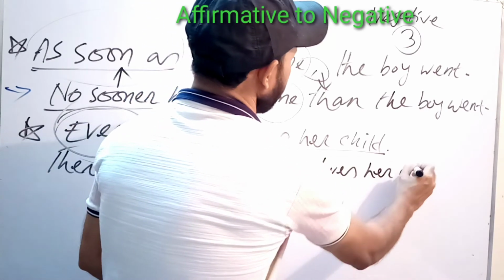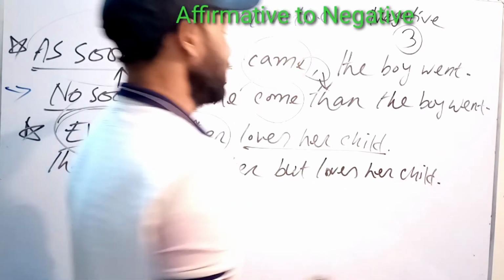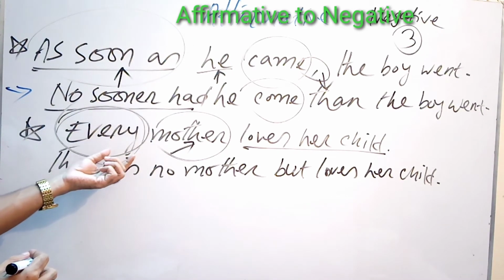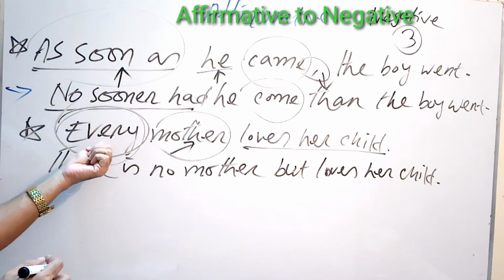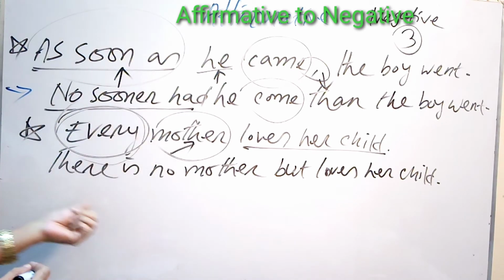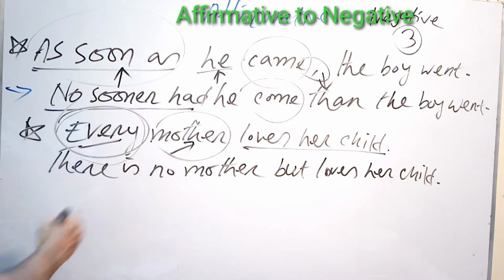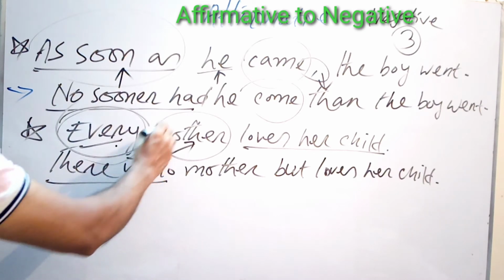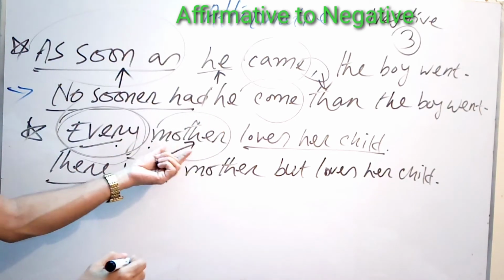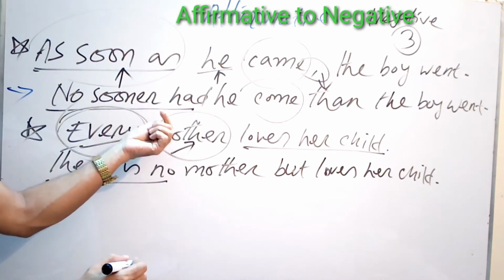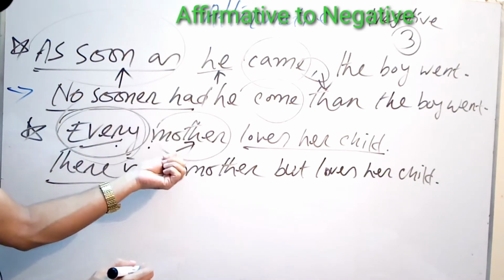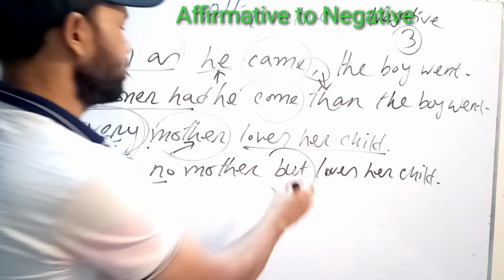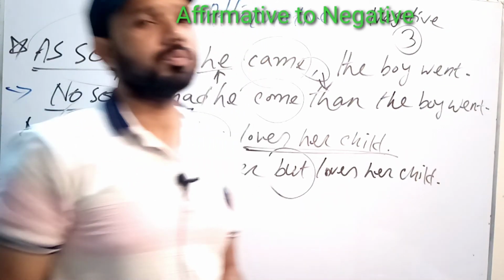I repeat. When you find an affirmative sentence that starts with every, then you have to make it negative in this way. In place of every, you have to use there is no. There is a word after every, and you have to use that word. Here it is mother, so you have to use mother. If there is father, you have to use father. If there is man, you have to use man. Then you have to use but, and the remaining part will be unchanged.